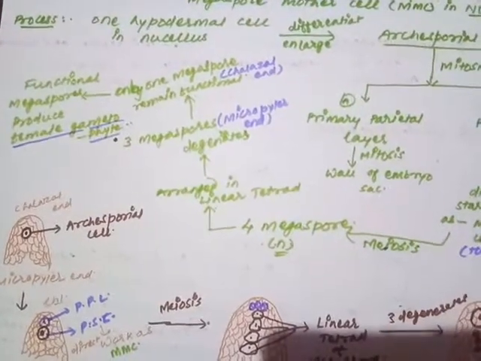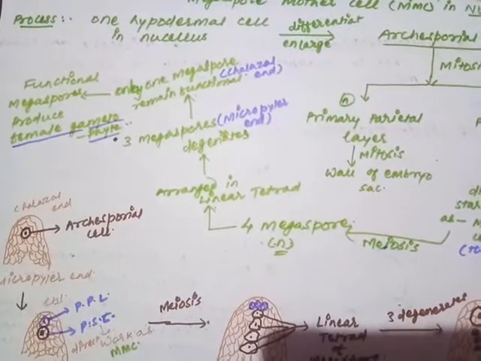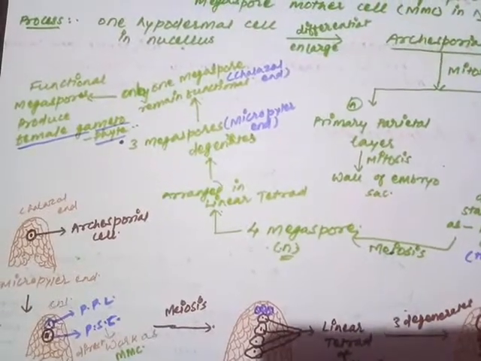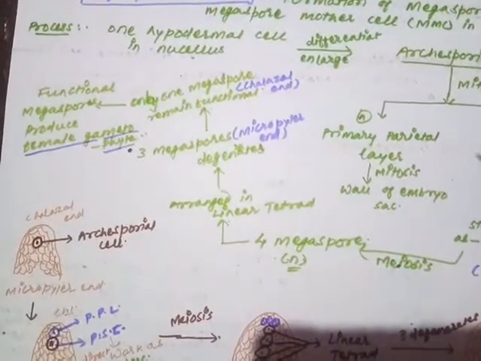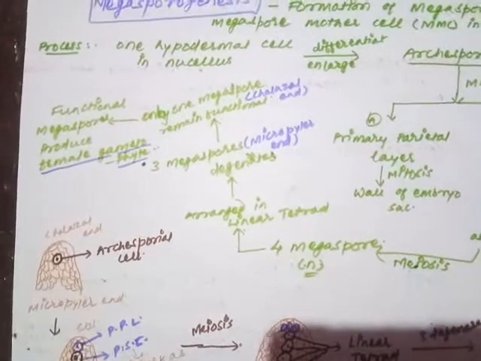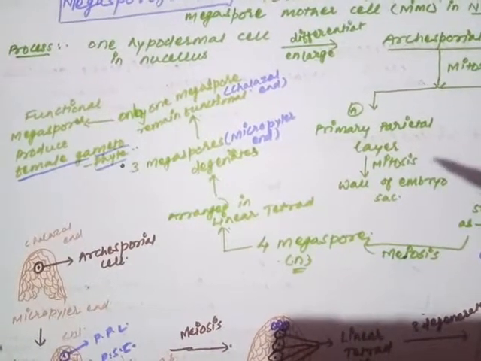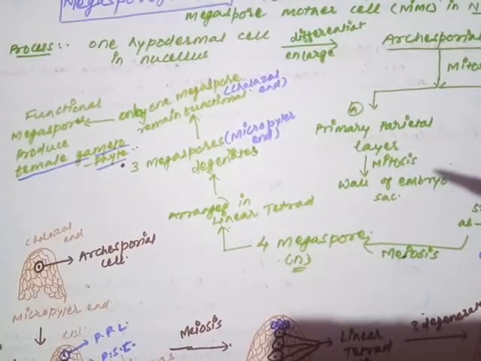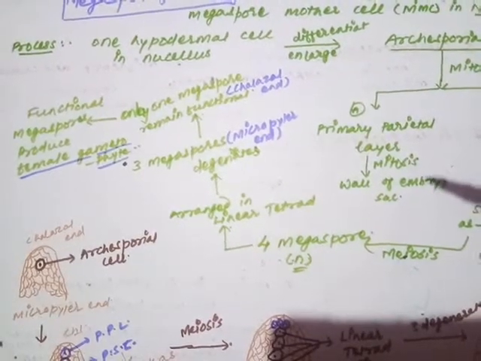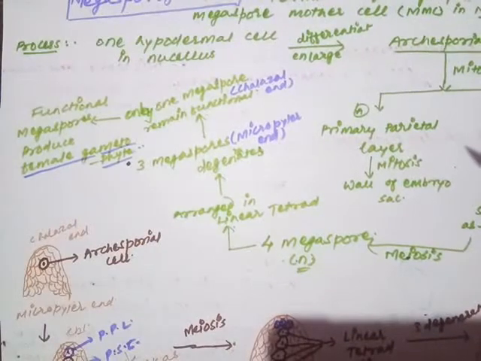And why is it functional? Because it is getting enough nutrients, since the chalazial region is made of parenchymatous cells which have a great amount of stored material. And finally this functional megaspore takes the responsibility for the development of the female gametophyte or the embryo sac. Remember the difference between that.